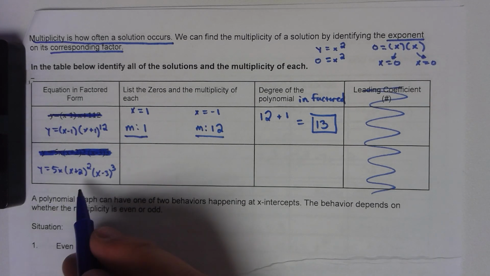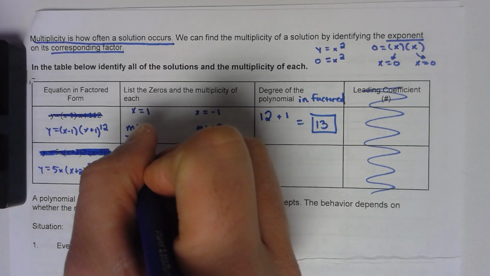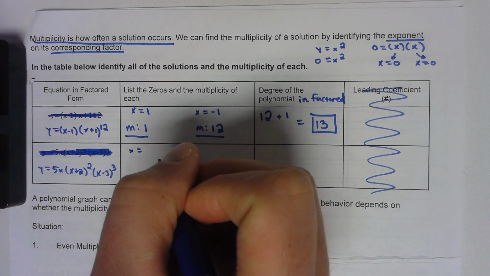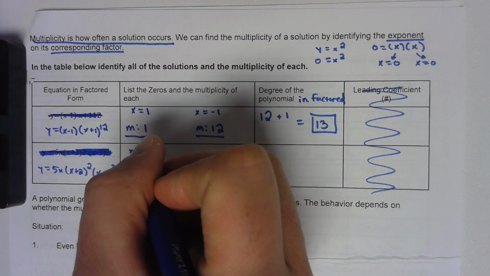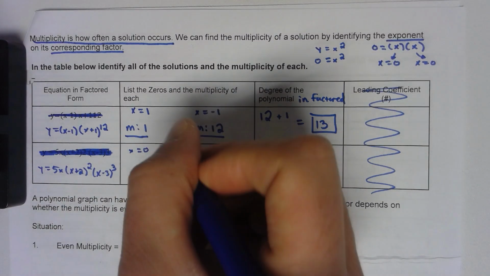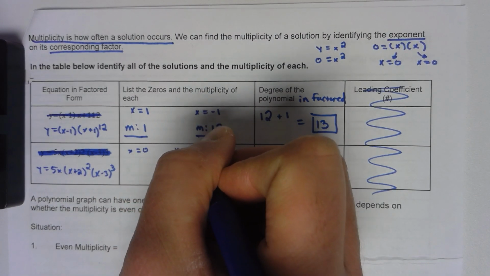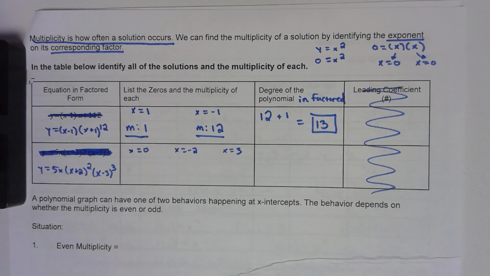Okay, so let's do this next one. 5x, if I set that equal to 0, what's my solution? 5x equal to 0, it's just 0. 0 divided by 5 is 0. x plus 2, if I set that equal to 0, I get negative 2. x minus 3, I get x equals 3. So the solutions are the values that make the factors equal to 0.